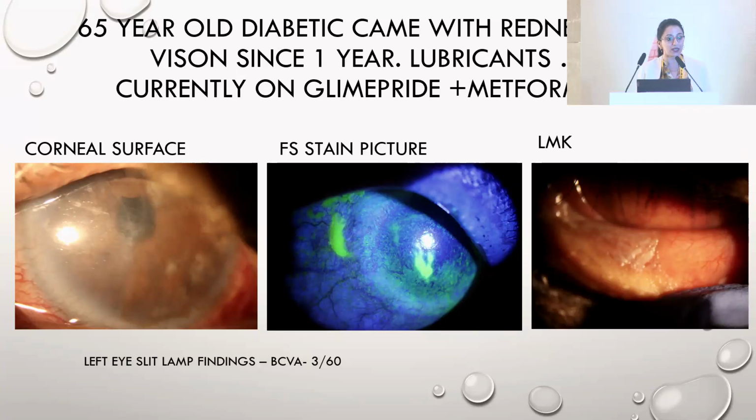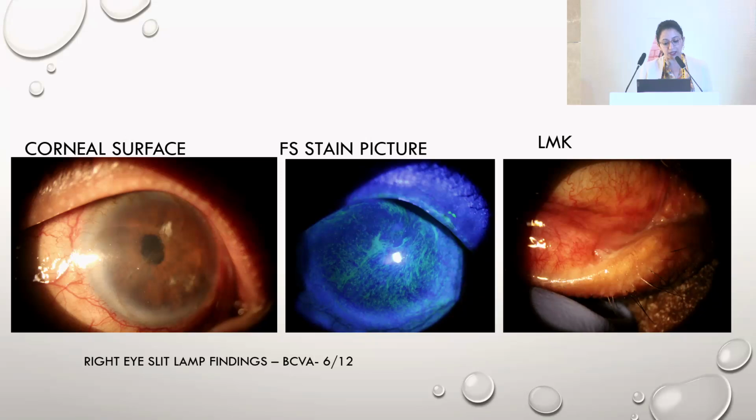This is the left eye slit lamp findings, and the BCVA was 3/60. This is the right eye, BCVA was 6/12. You can see the corneal surface was a little better. So this is a bilaterally asymmetrical presentation. You can see lid margin keratinization, surface staining, and the corneal surface. All three pictures I've taken for the right and the left eye.